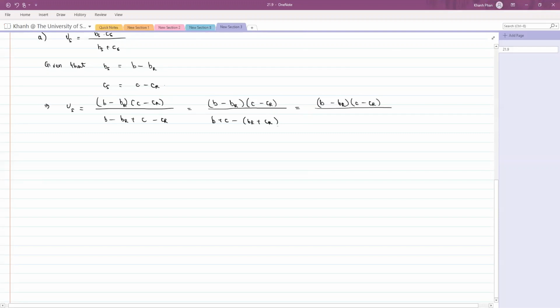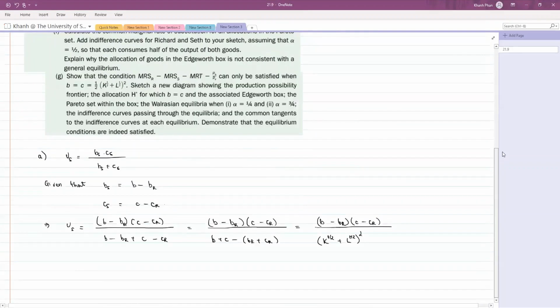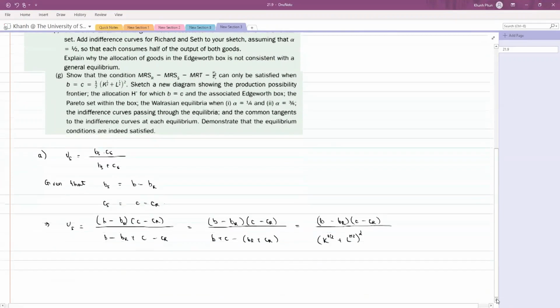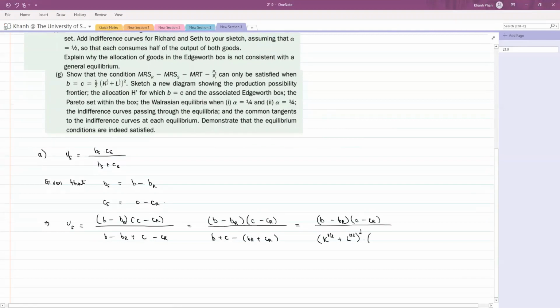Now B plus C is given by the production function above, which is equal to K to the power half, L to the power half, everything squared, which is given to you over here. So we just substitute that into here, and the rest is just going to remain the same. So minus BR plus CR.